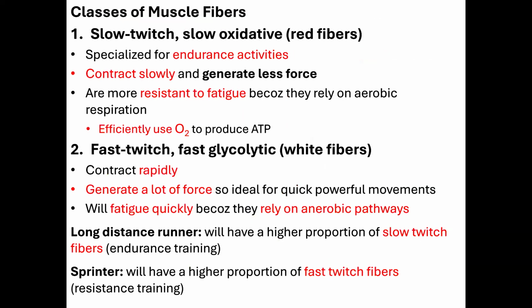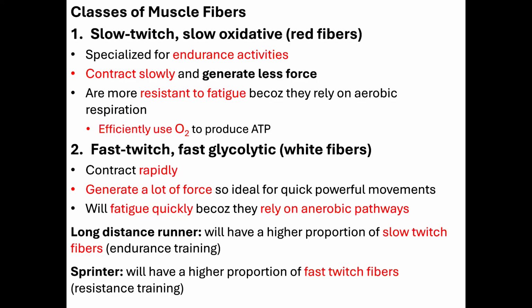Okay. Now let's have a look at the different types of muscle fibers. There are different types of muscle fibers. You have the slow twitch fibers and you have the fast twitch fibers. Slow twitch fibers are also called the red fibers, and they are specialized for endurance activities, which means these fibers will contract slowly, but they are more resistant to fatigue.